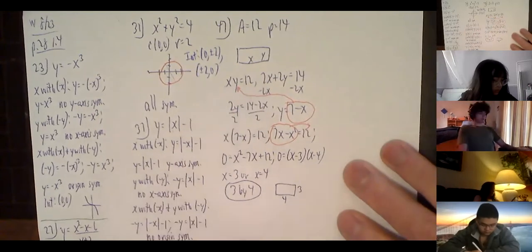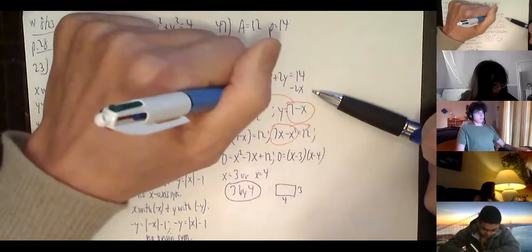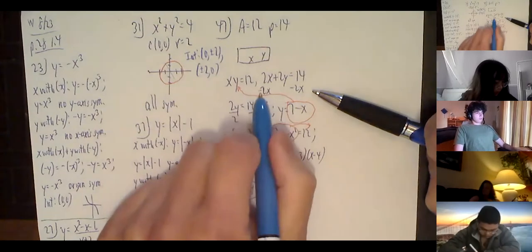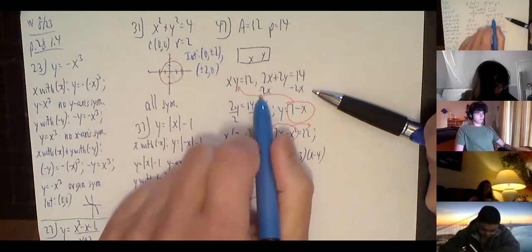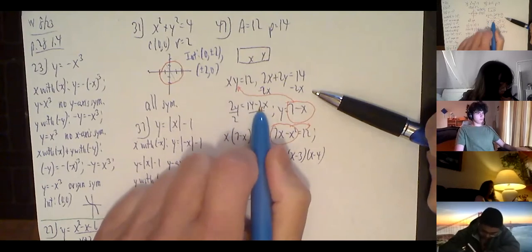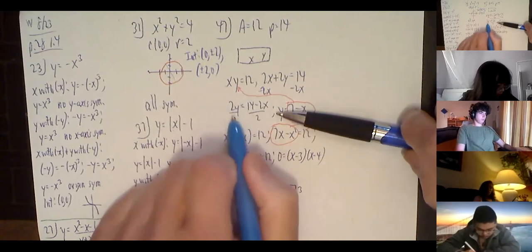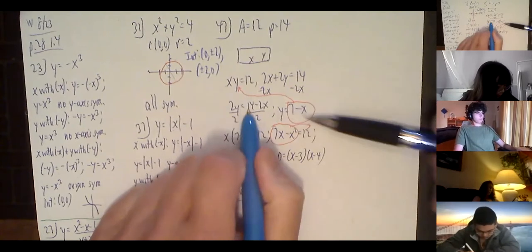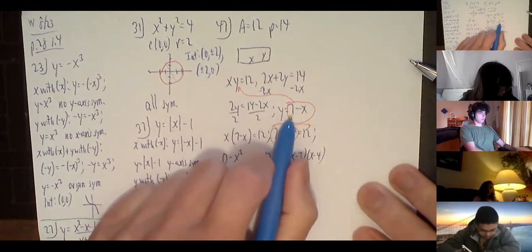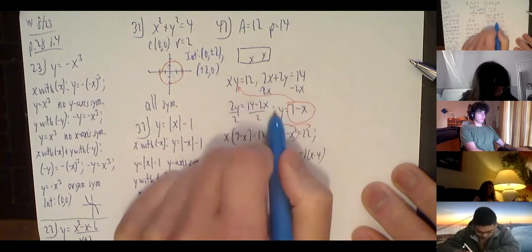Okay, so solve for y. Subtract 2x on both sides. That cancels out. 2y equals 14 minus 2x. To isolate y, divide by 2. That cancels out. 14 divided by 2 is 7. Negative 2x divided by 2 is negative x. So y is equal to 7 minus x. That's what I got over here.